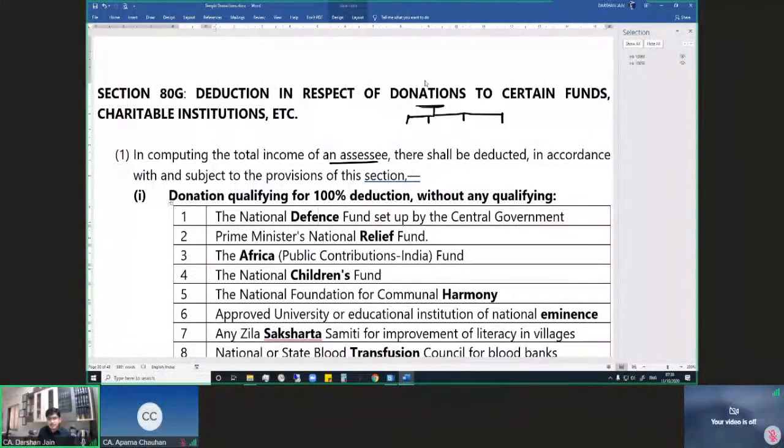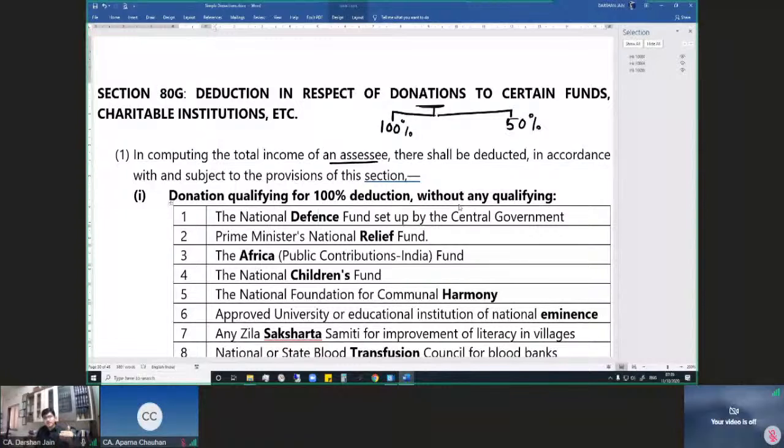You have got 4 sets of donations which qualify for deduction, and the level of deduction is different in each case. See what happens, the deduction available under 80G is broadly classified into 2 first. You claim the entire amount of deduction, or you claim only 50% of the amount that you pay as donation. See, this is a deduction out of the gross total income of the assessee, and therefore gross total income is the driving factor here.